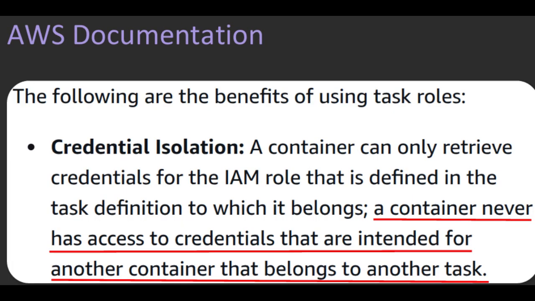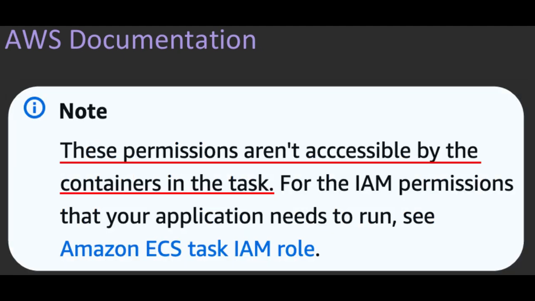Now, here is the shocking part. This directly contradicts an AWS documentation page. It states a container can only retrieve credentials for the IAM role that is defined in the task definition to which it belongs. A container never has access to credentials that are intended for another container. Another page says these permissions aren't accessible by the container in the task. Our attack just proved both of these statements fail in the ECS EC2 launch type.